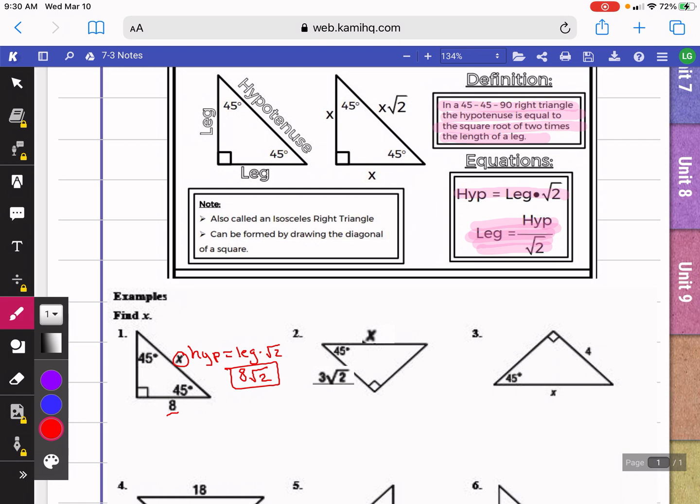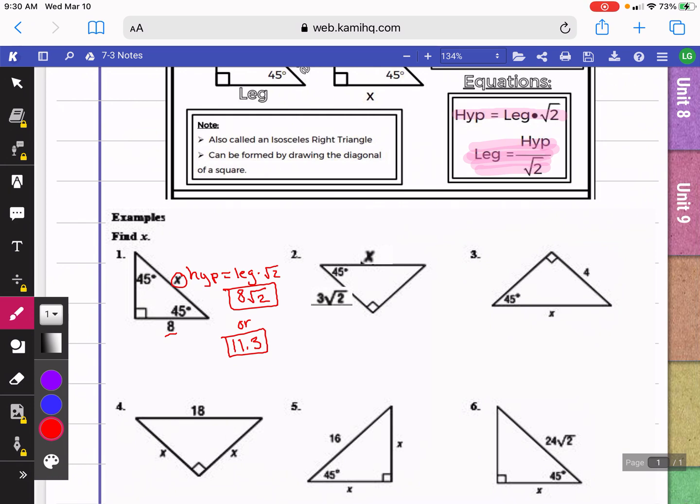Sometimes they're going to want you to leave it with a radical because that's an exact answer. Sometimes they're going to want you to estimate it, because with 8 root 2 we don't really know how long that is. So in a calculator, let's multiply 8 times the square root of 2. This comes out to approximately 11.3. I'm rounding to one decimal, or the nearest tenth. For these problems, I'm going to show both answers: the one with a root and the approximated decimal. So here the hypotenuse would be 8 root 2, which is approximately 11.3 units.